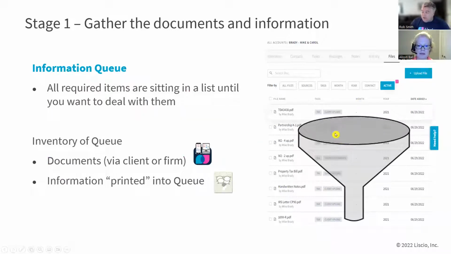So everything gets funneled into the information queue. And where that information queue exists in Liscio is the Files tab. All of these documents right here are basically sitting there waiting to be processed. I see you've got one called handwritten notes, and you've got some W-2s and property tax bills, IRS letters. You've got all sorts of stuff in there.